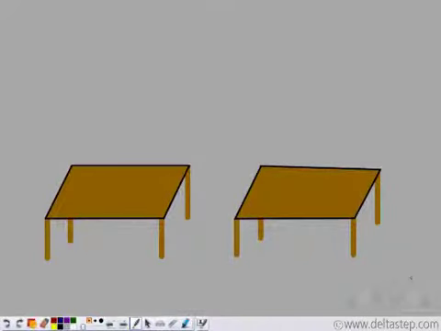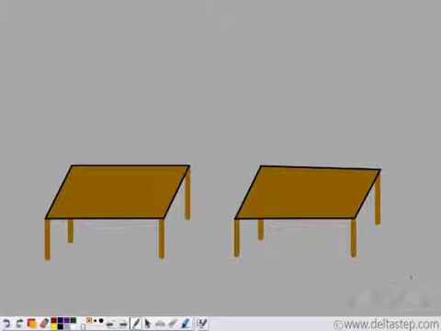We have learned about parallel lines. We have also learned that when a transversal intersects two parallel lines, 8 angles are formed. We have learned the special names of those 8 angles and the relation between those angles.